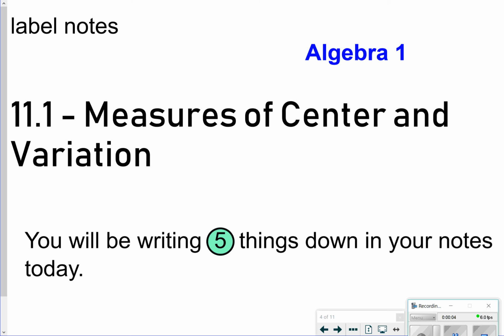Today we're going to be talking about Chapter 11, Lesson 1, and this is going to be our data analysis unit. We're going to be talking about measures of center and variation, which is basically mean, median, mode, and range. And we're only looking for 5 things to write down in our notes, so let's go ahead and get started.